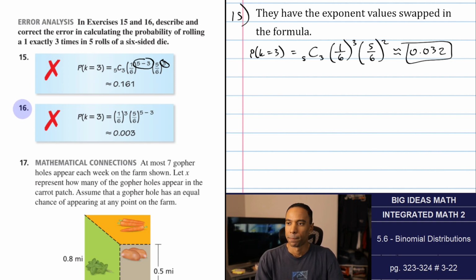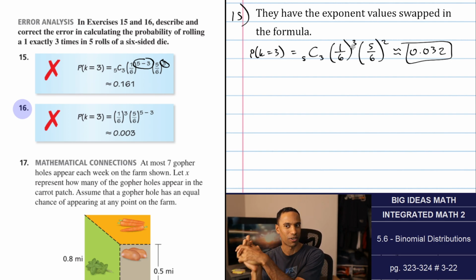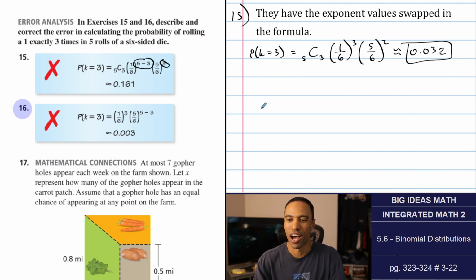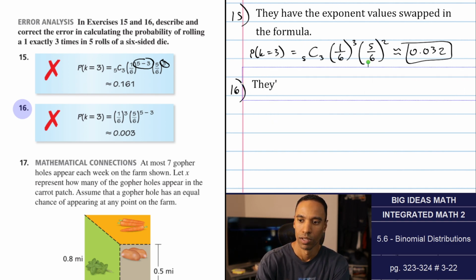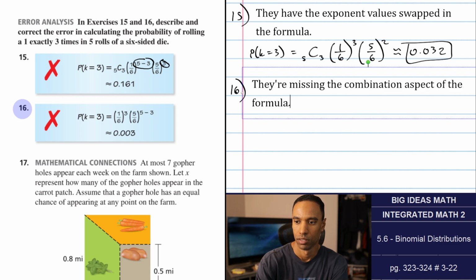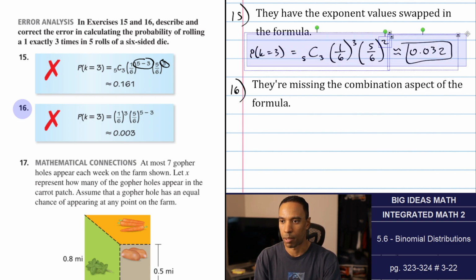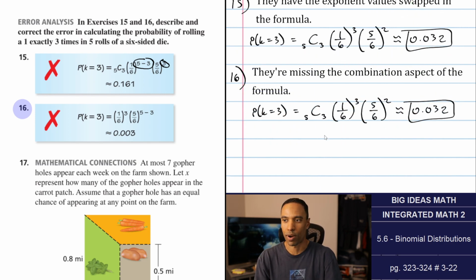Number 16. Same scenario. Well, here's the thing, we're doing the same thing. Listen, I don't have anything to correct this with because I already corrected it on the previous problem, on 15. On 16, they're missing the n choose k formula. They're missing the combination aspect of the formula. So I'm going to copy and paste the correction from above. It's the same question, right? It's still k equals 3. So it's the same question they're asking you. So you said correct the error, and we did.